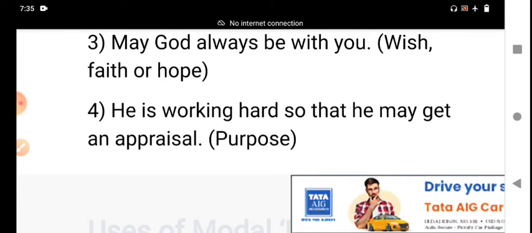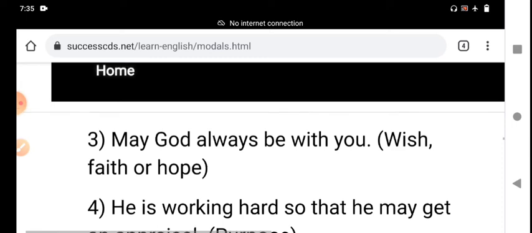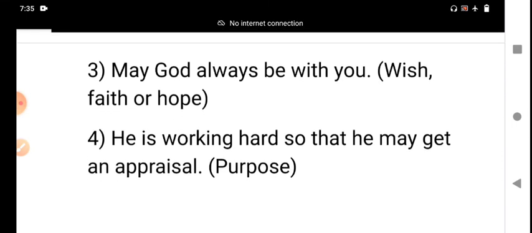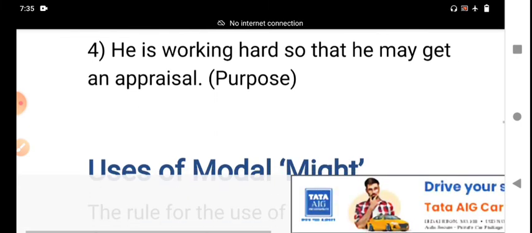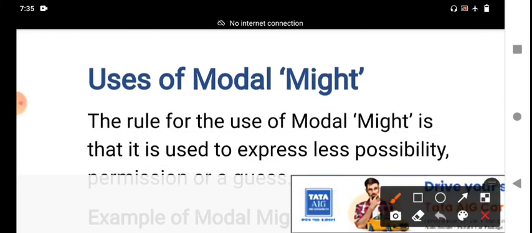It is one of the functions. Number one is possibility. Number two is permission. Number three is wish or faith. Number four is purpose. He is working hard so that he may get an appraisal. That is the purpose. Okay, next we go to the modal verb might.